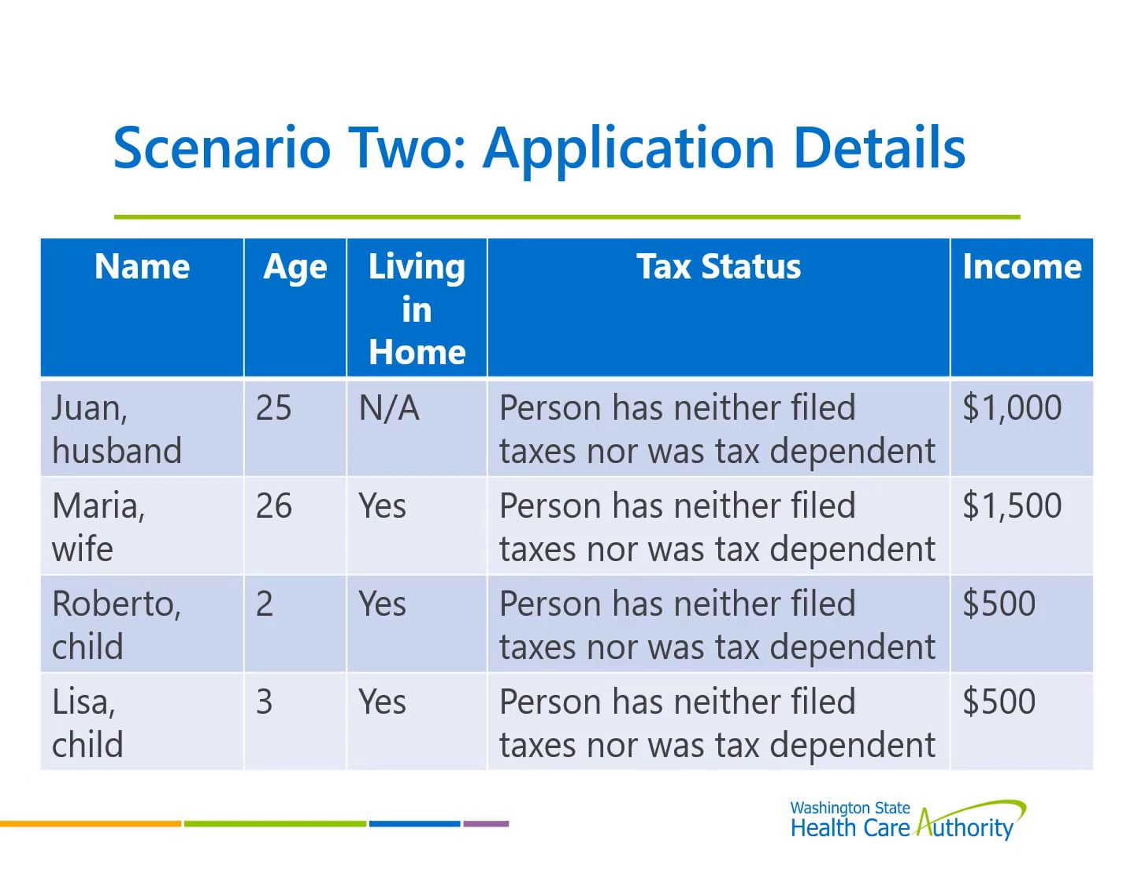Here is the application details. Take a moment to review this slide. As you can see, Roberto and Lisa report monthly dividend income of $500 each. Therefore, their income will be countable since it meets the tax filing threshold.